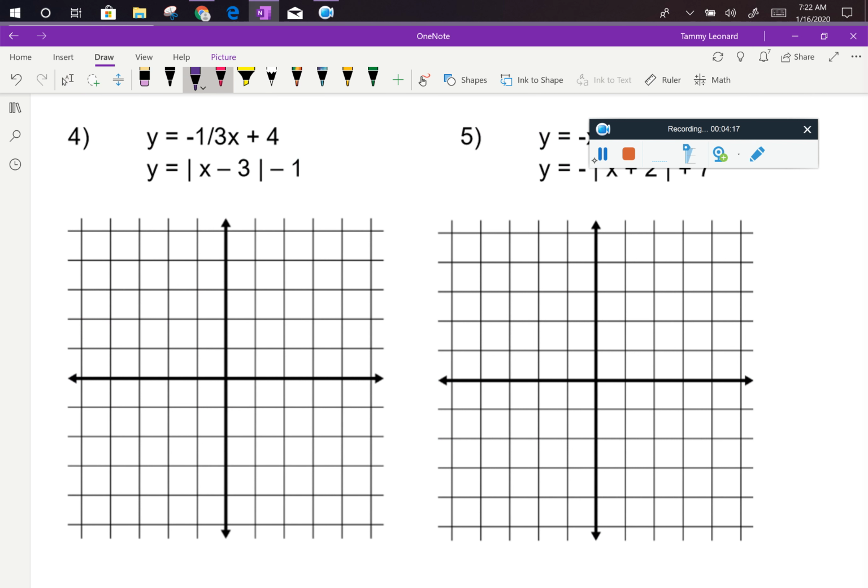In number 4, we start with a y-intercept of 0, 4 and a slope of -1/3.